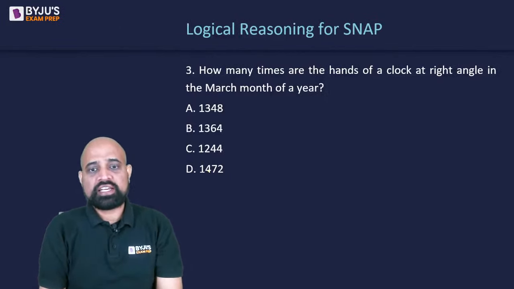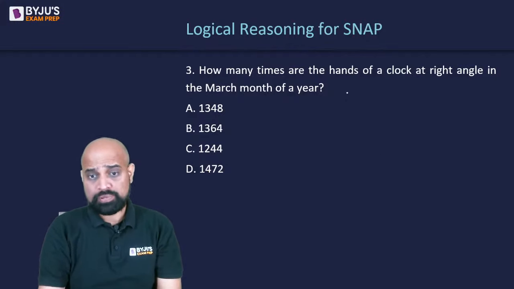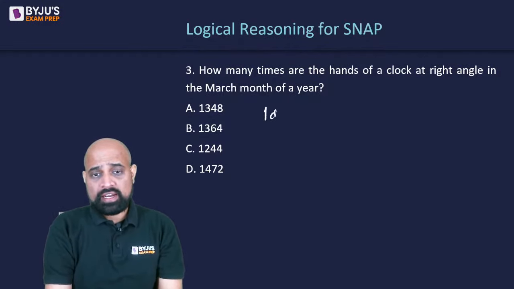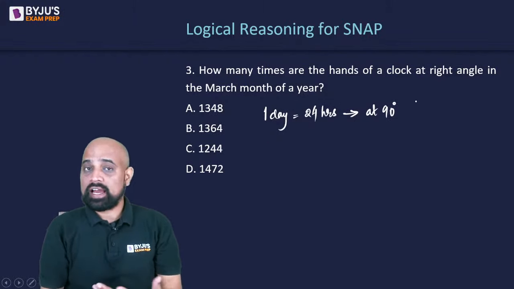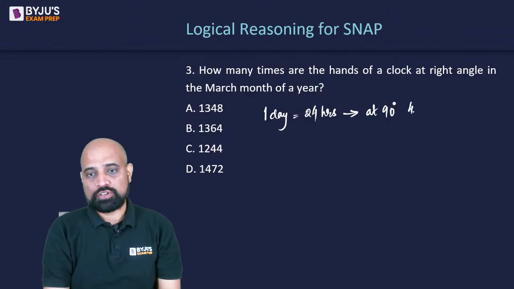Next, how many times are the hands of a clock at right angle in the March month of a year? It's simple. In one day, that is 24 hours, the hands of the clock are at 90 degrees, or we can say that the hands of a clock are perpendicular to each other. That is going to happen 44 times. I believe you must be aware of this.